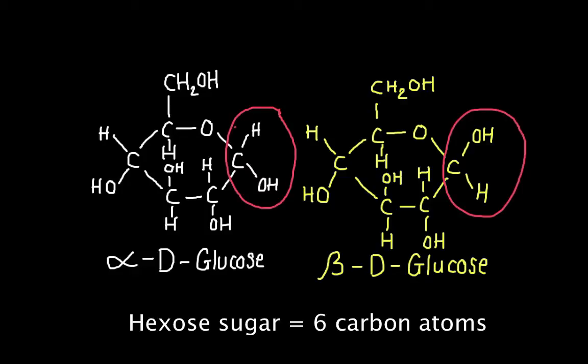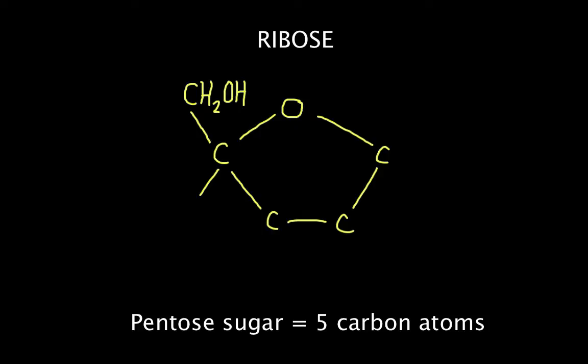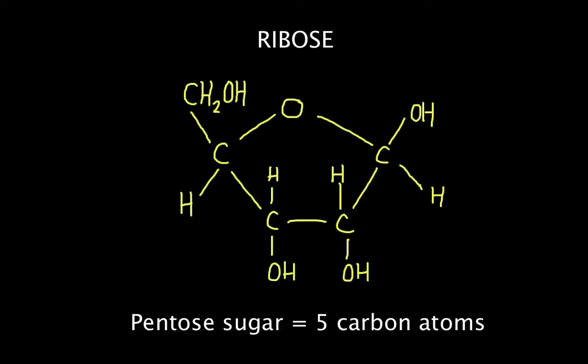Glucose is a hexose sugar. That means it has 6 carbons. 5 of them are contained within the ring, and the 6th one is attached to the top. Like glucose, ribose is also a monosaccharide. However, this is a pentose sugar. It contains 5 carbons, 4 of which are contained within the ring, and 1 of them at the top.